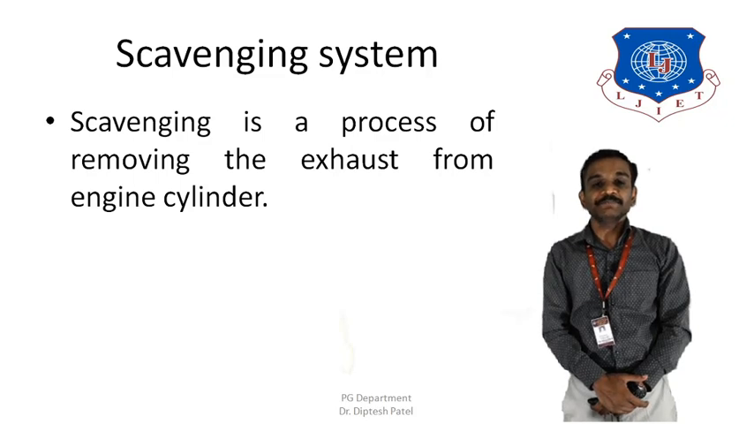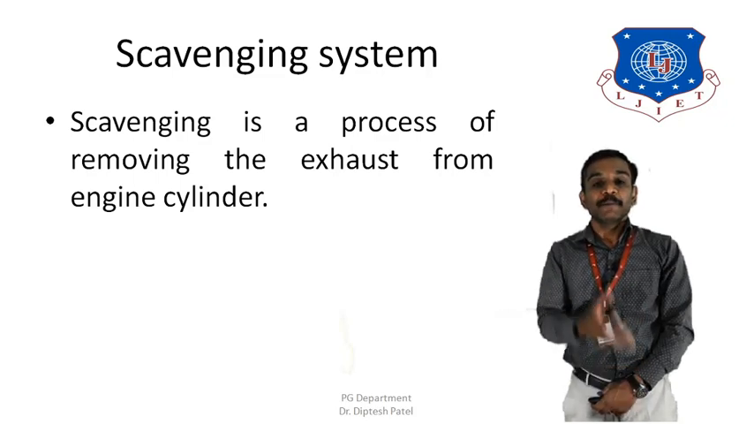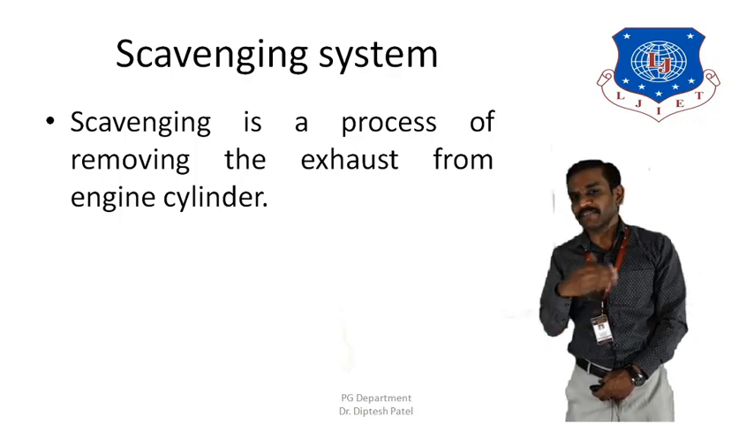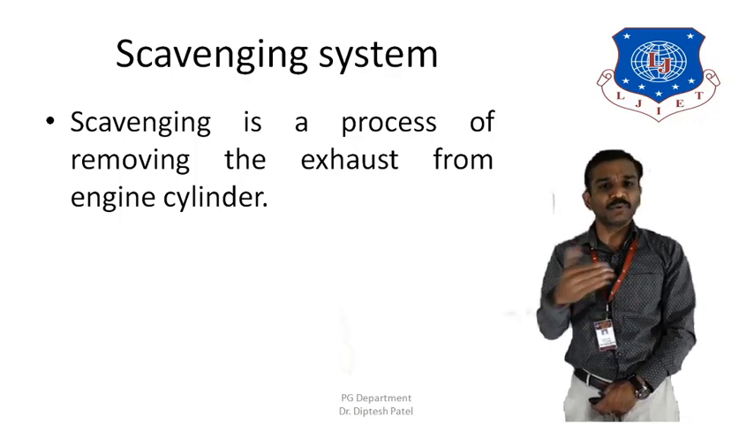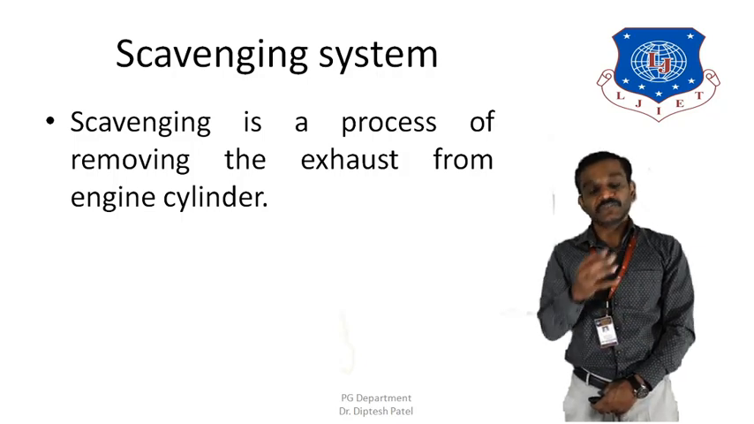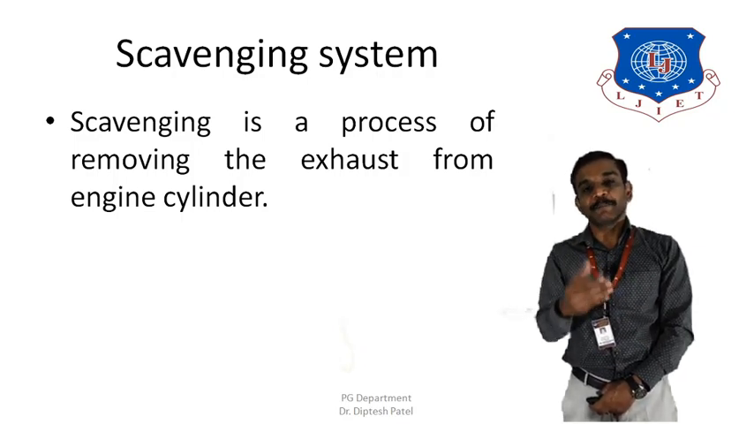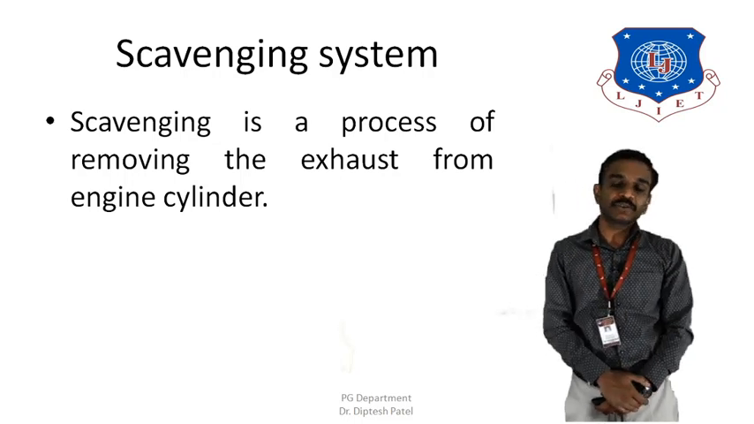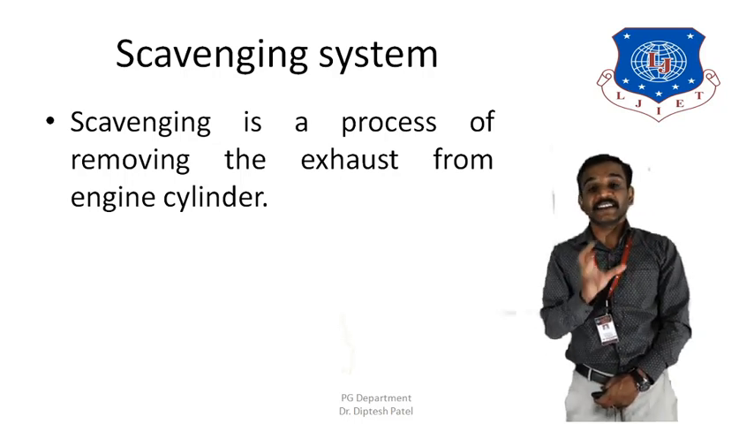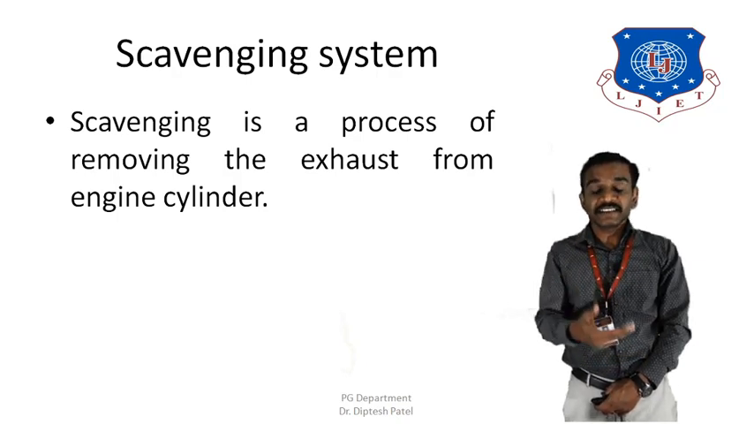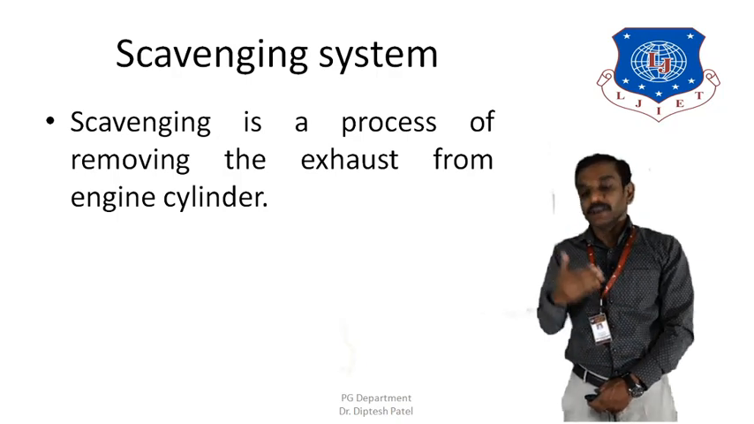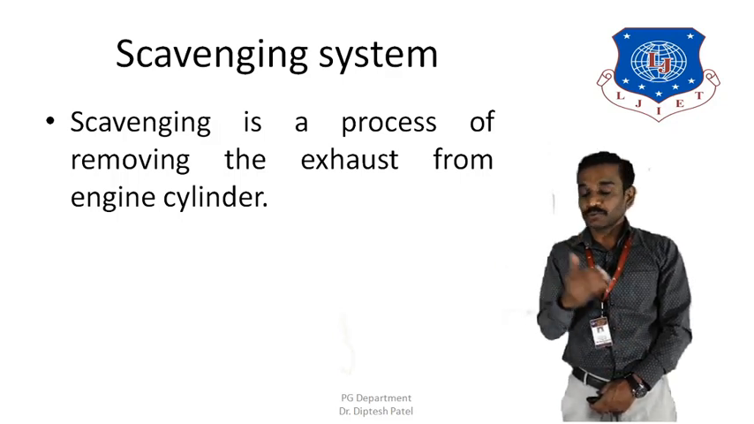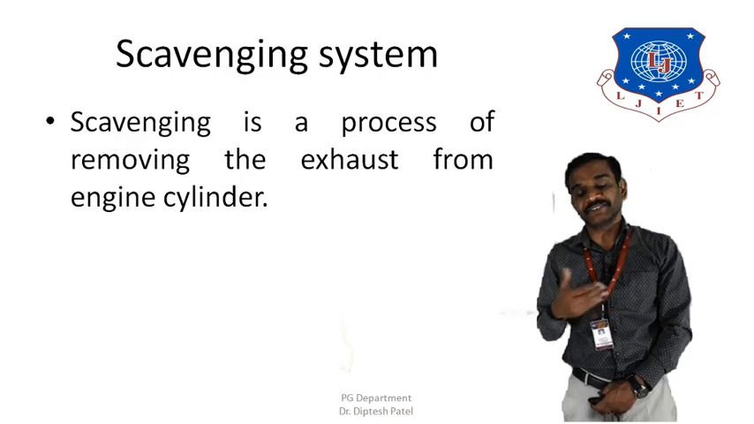Now scavenging is basically the process of removal of the exhaust gases from the engine cylinders. Now we have understood in the first session that we have four different strokes, such as suction, compression, power, and exhaust strokes. So basically in the exhaust stroke, all the gases that have been burned out and whose energy has been utilized need to be removed from the engine cylinder to get the maximum optimized work.